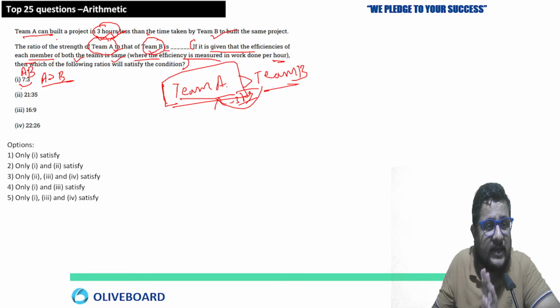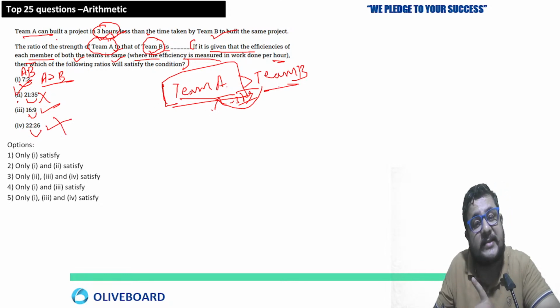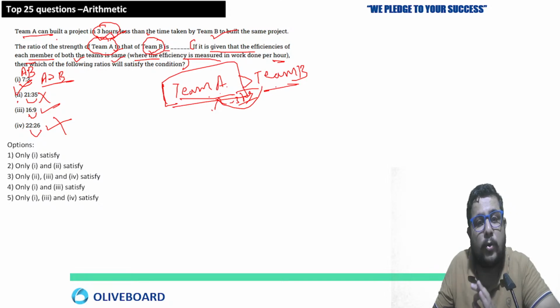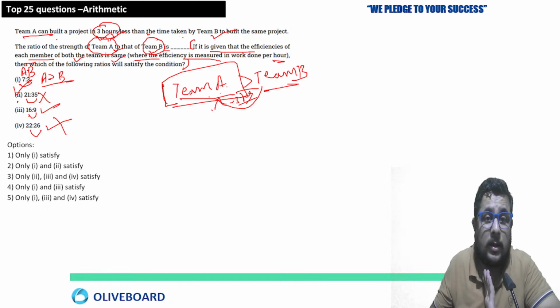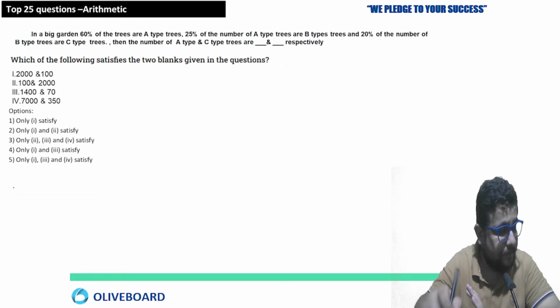7:3 means A is greater than B here. This is satisfying. 21:35 not satisfying. 60:9, yes, it is satisfying. 22:26, no, it is not satisfying. Why am I saying this? Because A is taking less time, and if we know the efficiency of each person is the same, then definitely team A will have more persons than team B. Then only they will take 3 hours less than B to complete a certain task. So here we can say easily the first and third, which is given in option fourth.